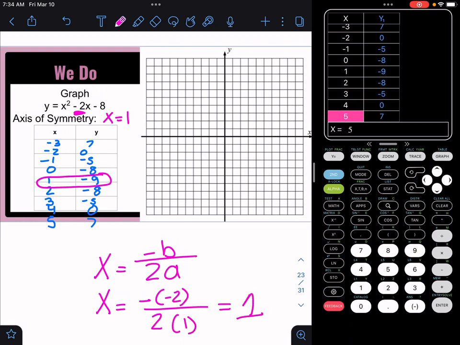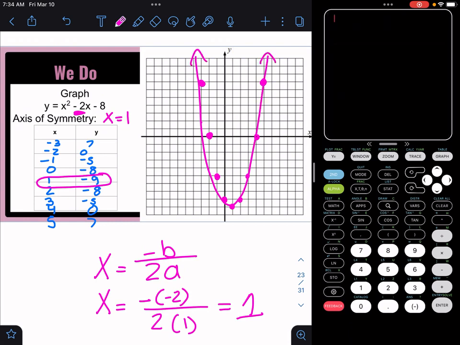Let's graph this. 1, 2, 3, up 7. 1, 2, 3, 4, 5, 6, 7. Then -2, 0. To the left 2, stay. Then -1 down 5. 1, 2, 3, 4, 5. Then 0 down to 8. 1 down to 9. 8 here, here, and up to there. Alright, let's connect our points. Let's put some arrows, and it will look something like that. Very nice.